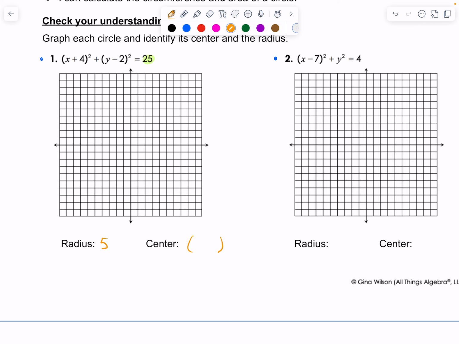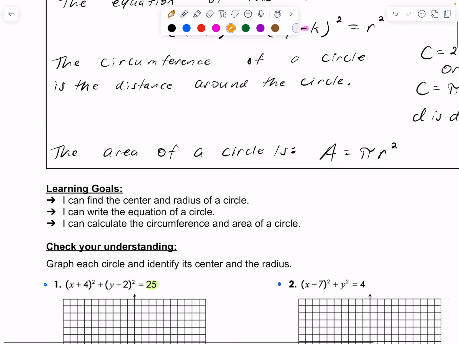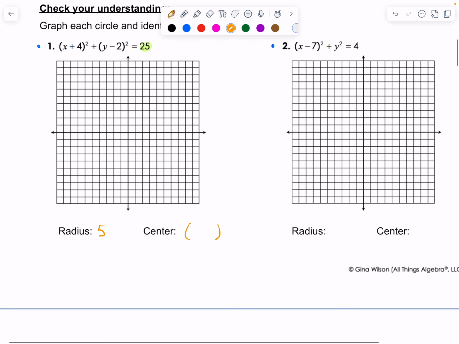Now, for the center of the circle, you'll notice in the equation we have x minus h and y minus k. So like we've talked about on previous formulas, if you have subtraction there, we need to think opposite when we write the center. So I see x plus 4, which is actually a negative 4, and y minus 2, which is actually a positive 2. So this is what I'm going to use to graph this circle.